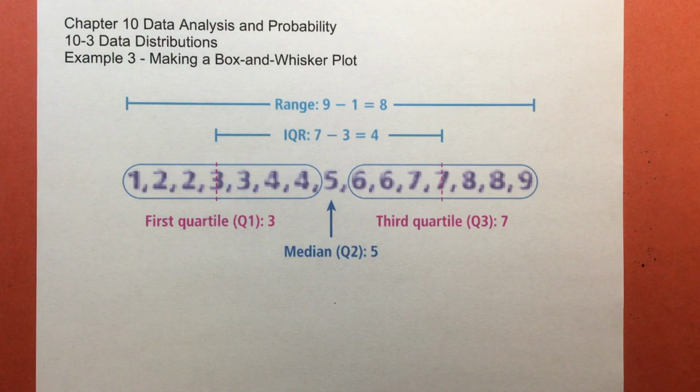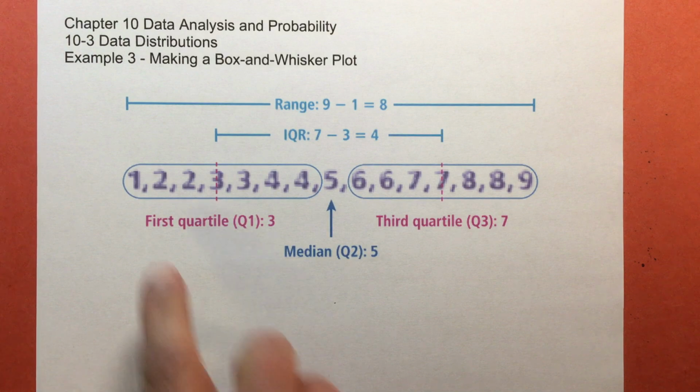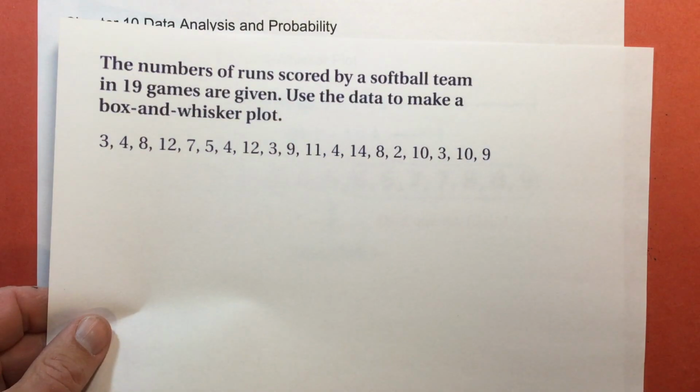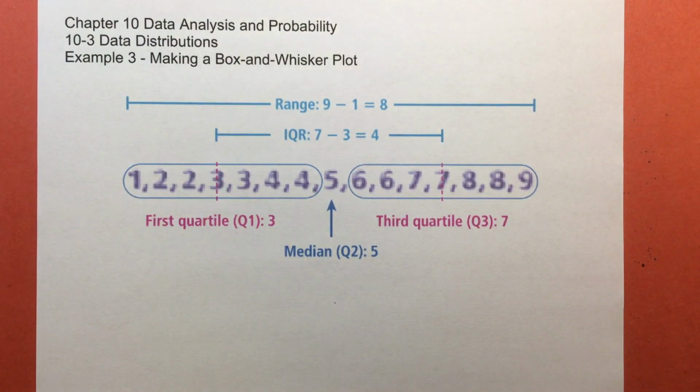The only thing you're going to have to do mathematically, and I'll just put it at the beginning, is you're going to have to put the numbers in order. And for this example, the numbers are already in order. When I do the next one, we'll have to do that. And then you start finding medians.